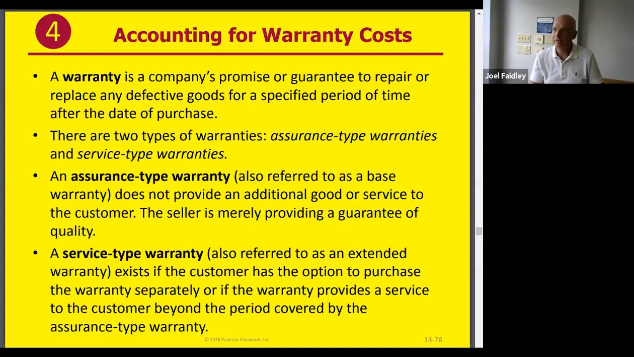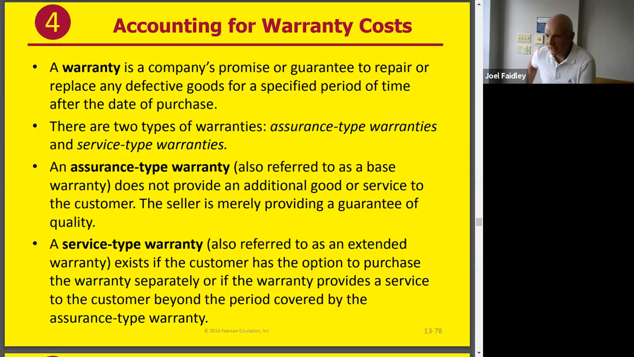And so if you sell $100,000 worth of batteries in a month and 2% of that you know is going to come back, you've got to record $2,000 of that sales revenue as warranty expense, debit, warranty accrual, credit, which is a liability. That's an assurance type warranty. What's a service type warranty?